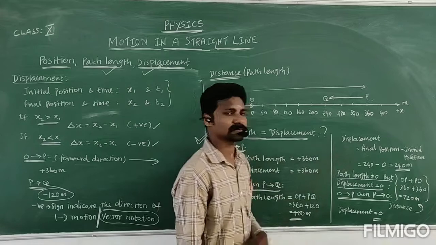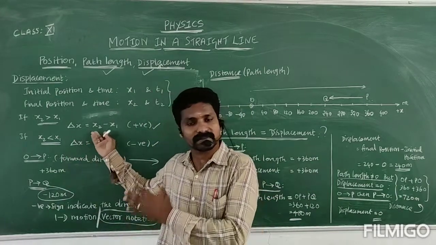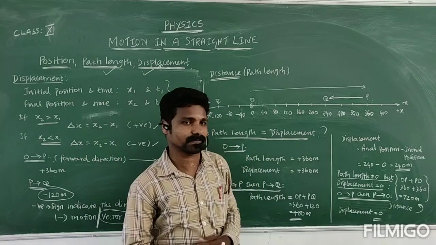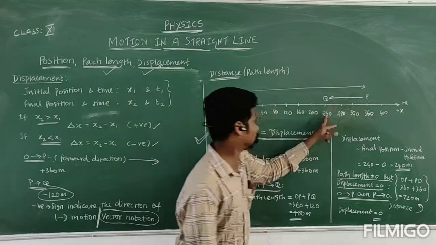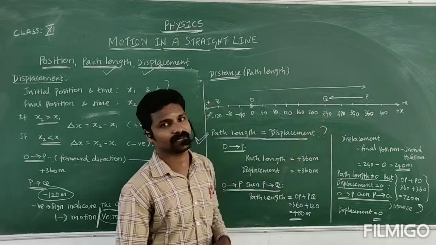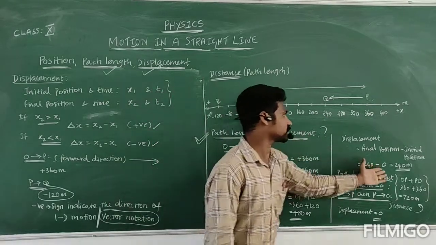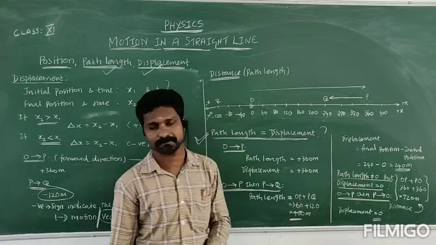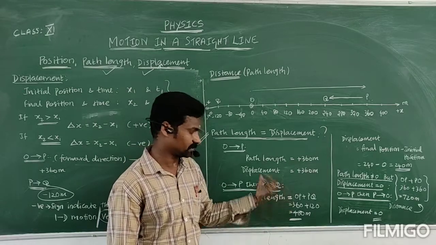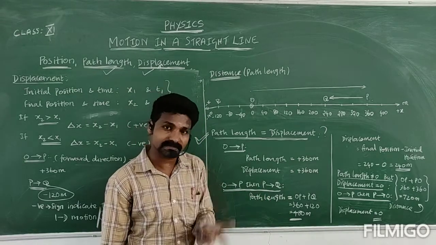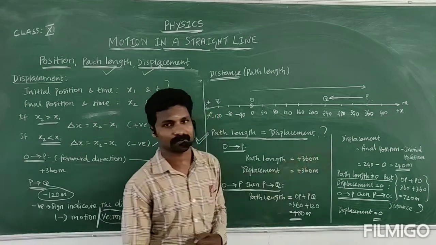Then what about the displacement? We know that displacement is generally the final position minus initial position. Final position is what? O to B and P to Q, 240 is the final position. Initial position is the origin, so 0. So 240 minus 0 is equal to 240. Actually he covered 480 meter, but the displacement is just 240 meter only.